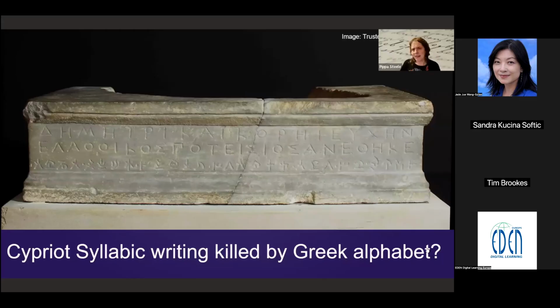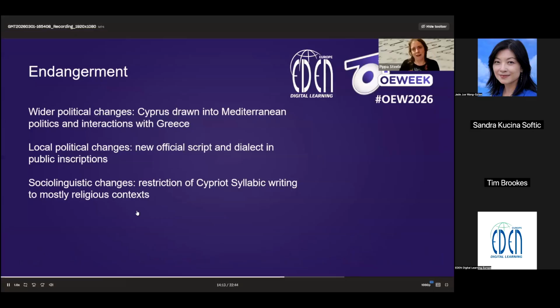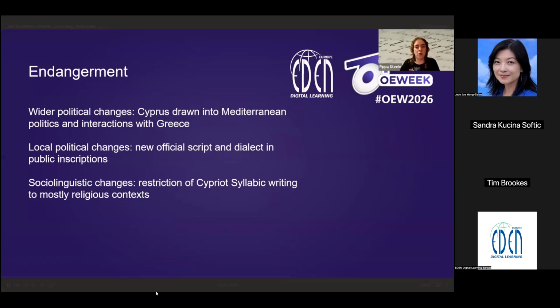So in the end, was it the Greek alphabet that killed Cypriot syllabic writing? It doesn't really work like that, I don't think. Now, the fact that there was a competing system clearly means that there was a possibility of a change, but those changes are conditioned by much wider political and socio-cultural factors. So there were the wider political changes, Cyprus being drawn into Mediterranean politics and interactions with Greece.